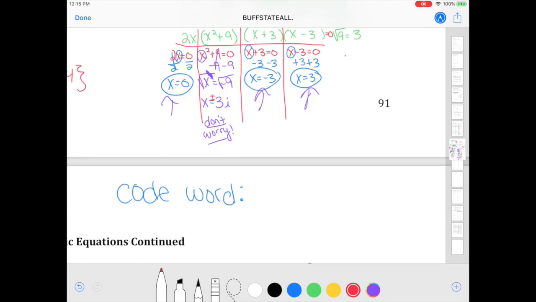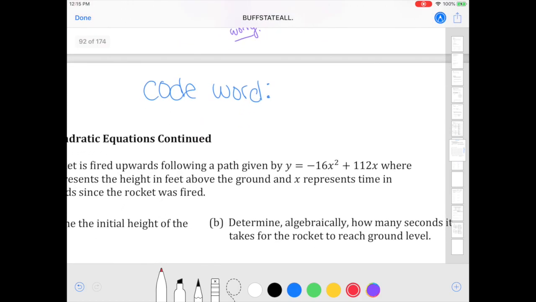Okay, don't worry. Did you ever hear, don't worry, be happy, it's all good. All right, one last example, but before we do, we're going to do code words. Your code word for today is brownie. Brownie, because I'm hungry.